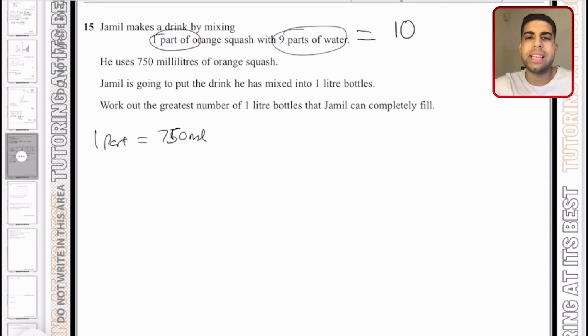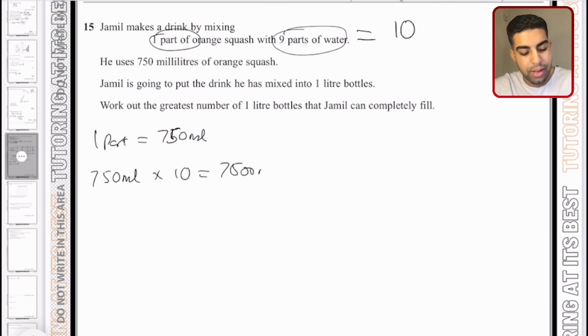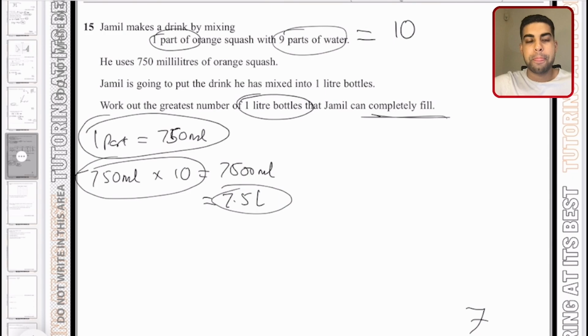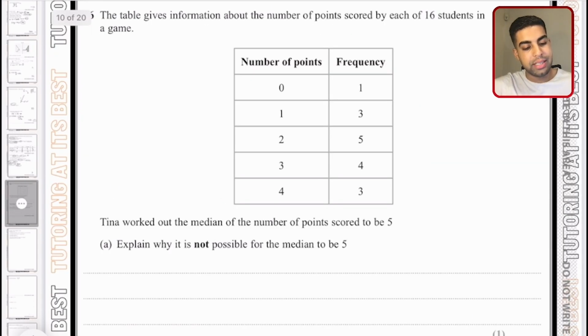And Jamil is going to put the drink he has mixed into a 1 litre bottle. So work out the greatest number of 1 litre bottles that Jamil can completely fill. So the first thing we're going to do is simply multiply 750 milliliters by our 10 parts, which gives us 7,500 milliliters. And as we know, that is our total. The greatest number that we can get is 7.5 liters. But because he is putting these in 1 litre bottles, we can infer that he can put them in 7 liters. So that is our final answer, 7 liters. I hope that was clear. Let's now move over to question 16.